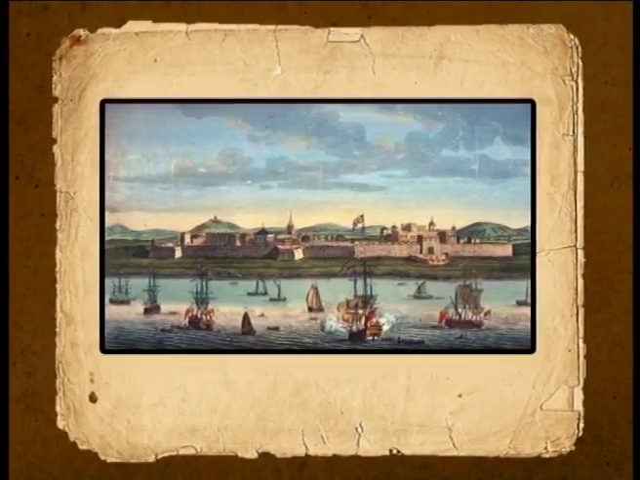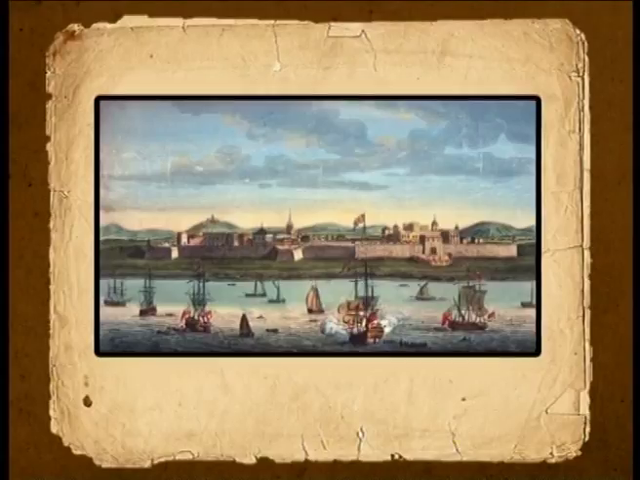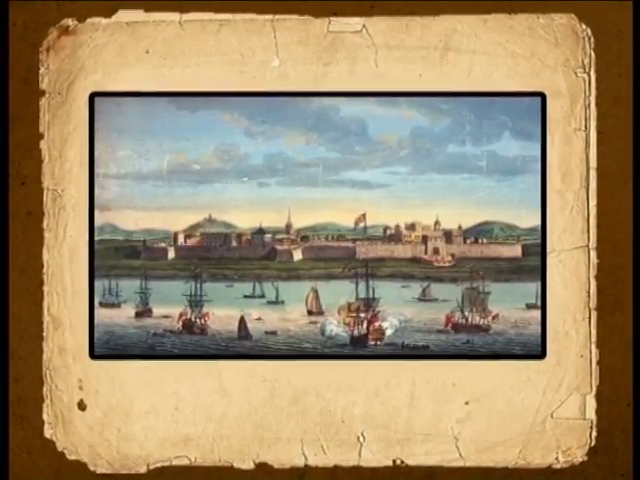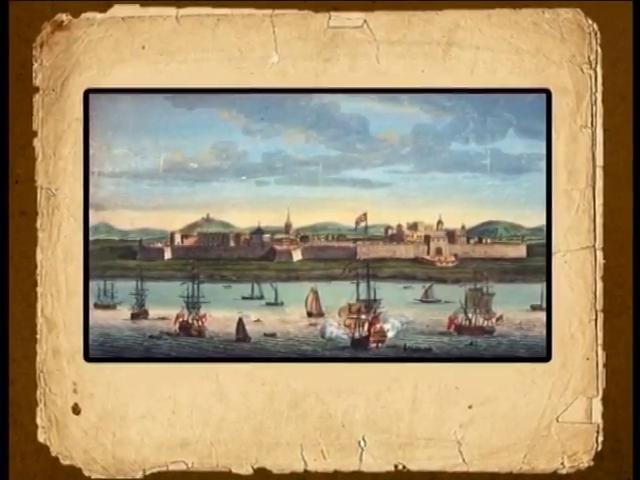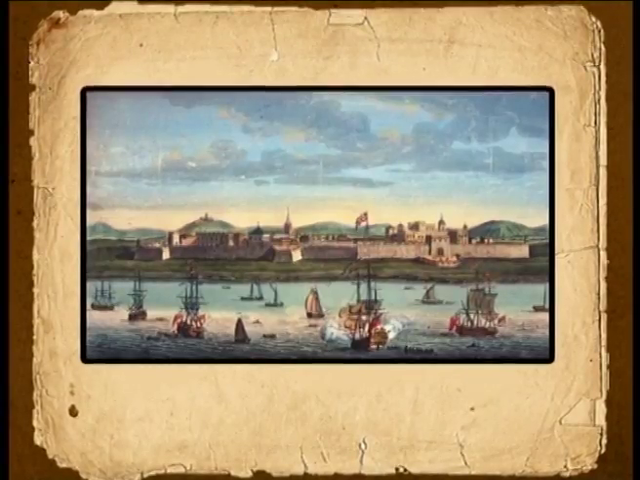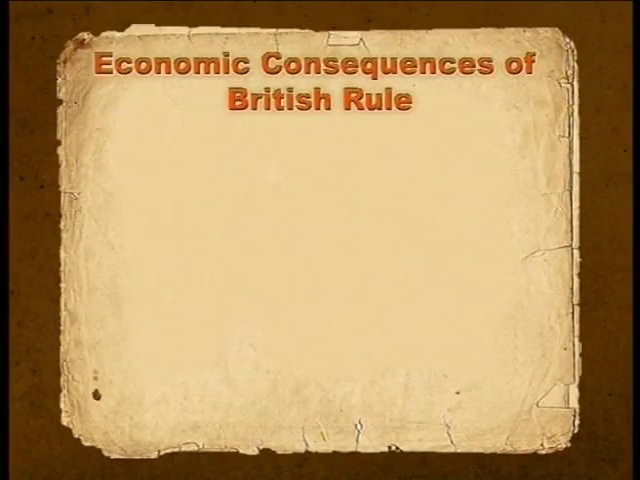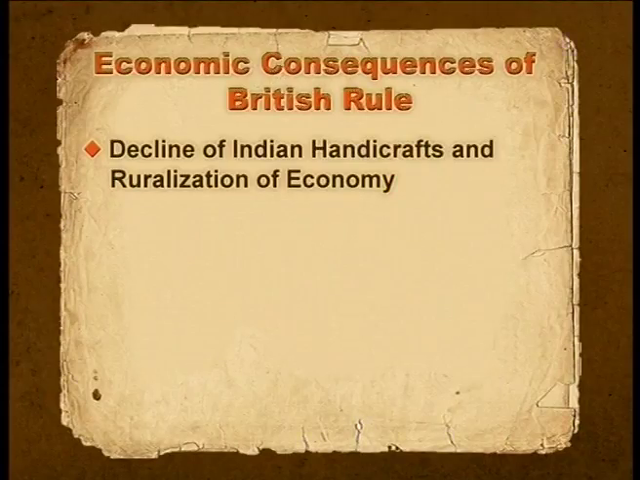Now, we have seen the different types of exploitation in different forms, but what were the real consequences of British rule? How did it really hamper the Indian economy? This can be classified under 4 broad headings. The one direct consequence of the British rule was the decline of Indian handicrafts and ruralization of economy.